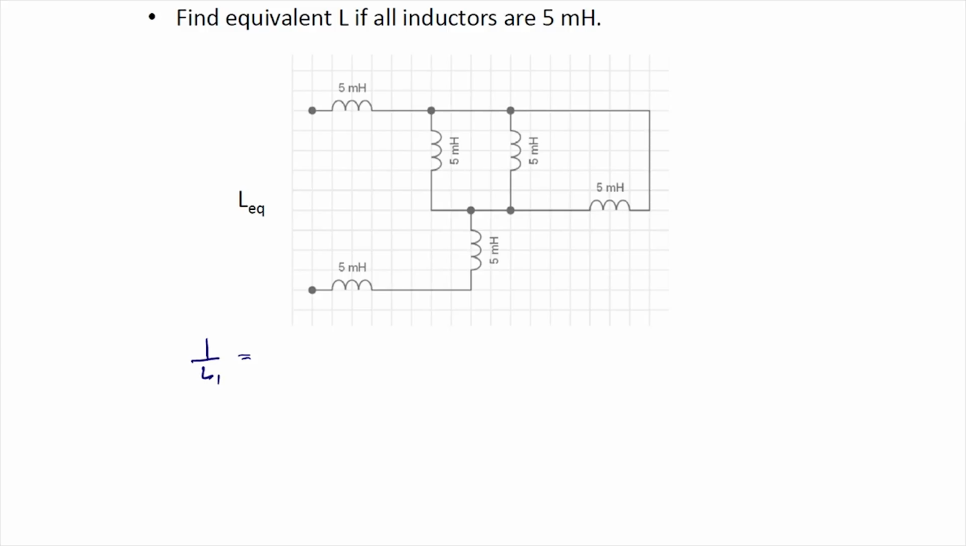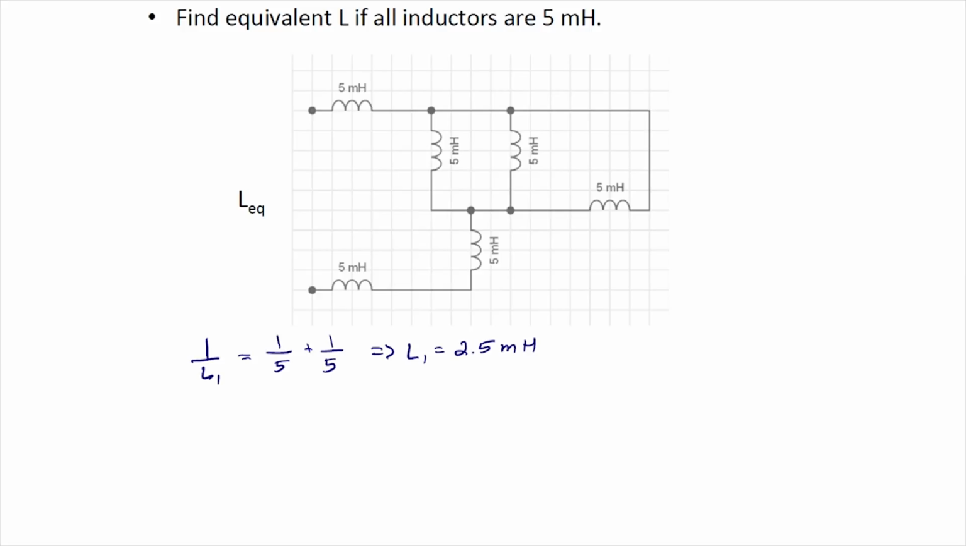The first one I'm going to do is pick up these two in parallel. So L1 is going to equal, which gives me that L1 is equal to 2.5 millihenries. So if I can collapse these down into one that's equal to 2.5 millihenries, that should be what you would expect based on a lot of times where we've done the parallel resistors.